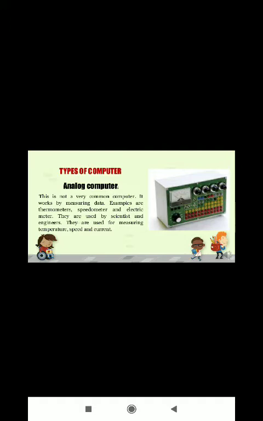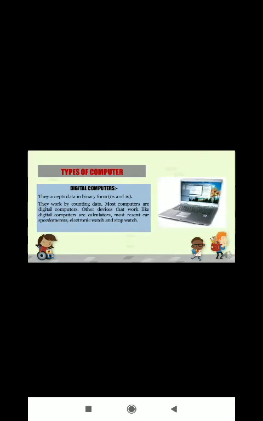Results generated by these computers are not completely exact. There may be a fraction value involved. Wall clocks are the main example of this computer. They are used by scientists and engineers. They are used for measuring temperature, speed and current.